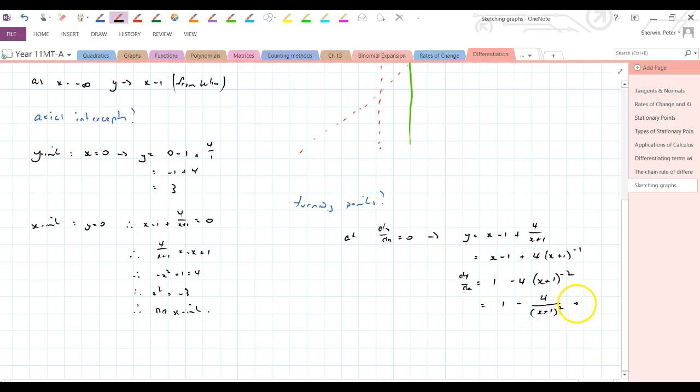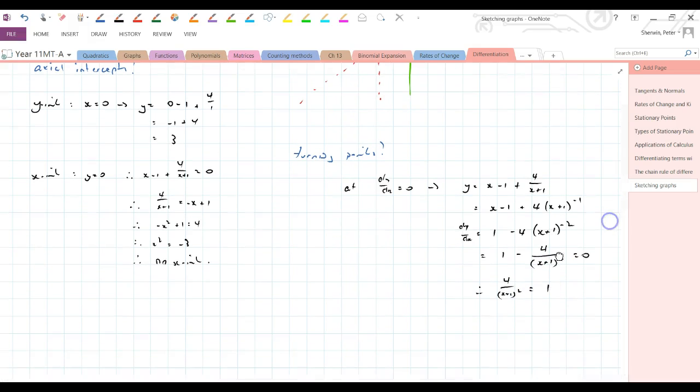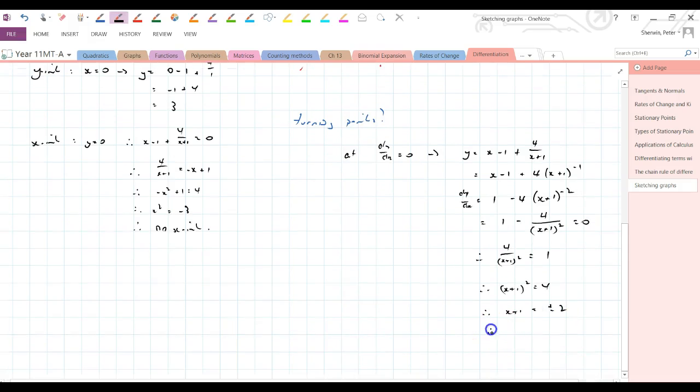Now where is that equal to 0? So it's 4 over (x plus 1) squared equals 1. If we bring that across, therefore (x plus 1) squared is equal to 4, and therefore x plus 1 is equal to plus or minus 2. Continuing, subtract 1, we get x is equal to 1 for positive 2, since 2 minus 1 is 1, and negative 2 minus 1 is minus 3.